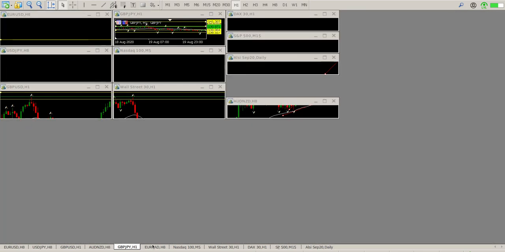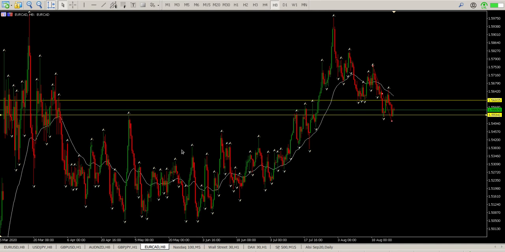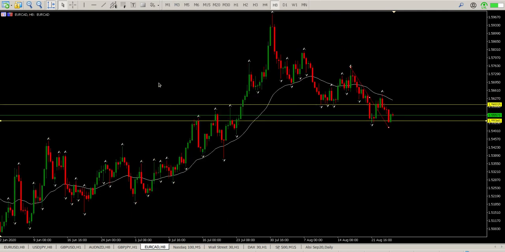Okay, euro Canadian dollar. There's a couple of things at play here. So I'm just going to zoom in here just so you can see the price action. We had a pretty strong trend up, not major, but it was moving up. We then came off a level and we are sort of bouncing around to the downside. The question is, is this a pullback? I think that's the major question at the moment. So is this a pullback?